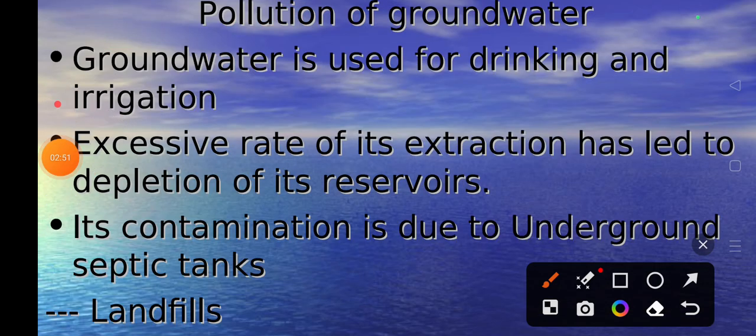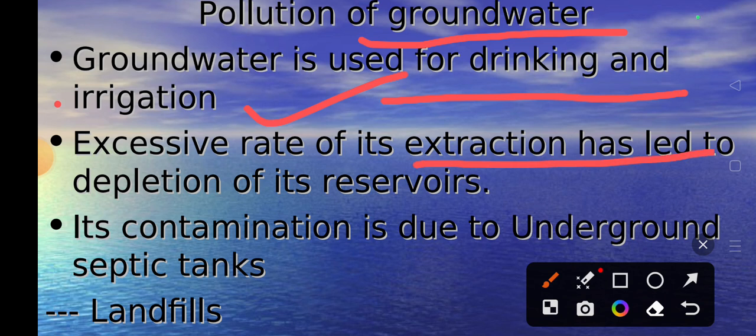Let us discuss how groundwater pollution is happening. Groundwater is used for drinking and irrigation purposes. Majorly, we are using groundwater for drinking and irrigation, but how does it get deteriorated? An excessive rate of extraction leads to depletion of the reservoir. We should use only as much as we want, and there is no need to waste water by putting in bores. By that, the total groundwater is getting depleted, so we should not extract excessively from the groundwater.